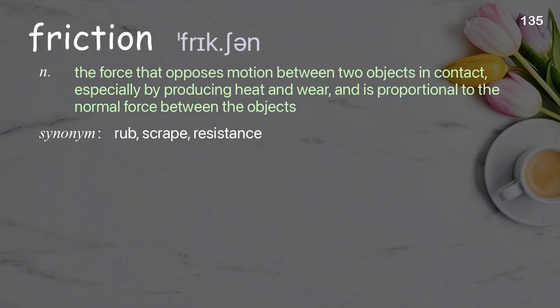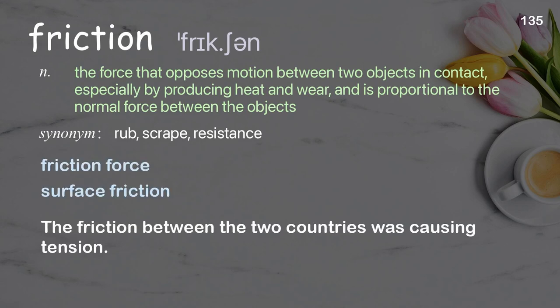Friction. The force that opposes motion between two objects in contact, especially by producing heat and wear, and is proportional to the normal force between the objects. Examples. Friction force. Surface friction. The friction between the two countries was causing tension.